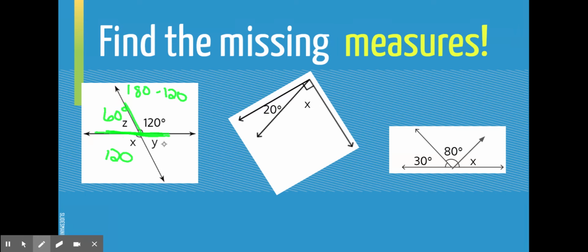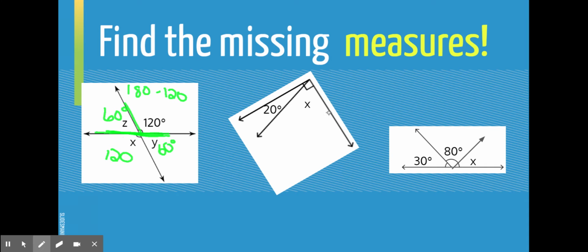Well, then I look, Z and Y are across from each other. They are vertical angles, and vertical angles are congruent. So if this is 60 degrees, Y has to be 60 degrees. So if I have two intersecting lines and I know one of the angles, I can find all the others. Two of them are equal, and the two that are side by side that are adjacent to each other, they add up to 180. Okay?